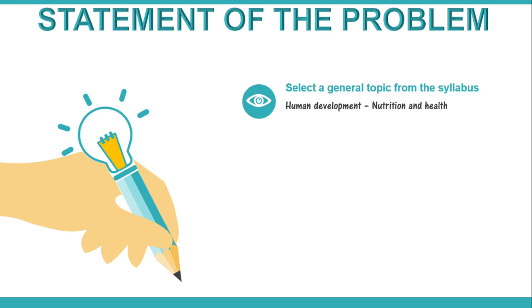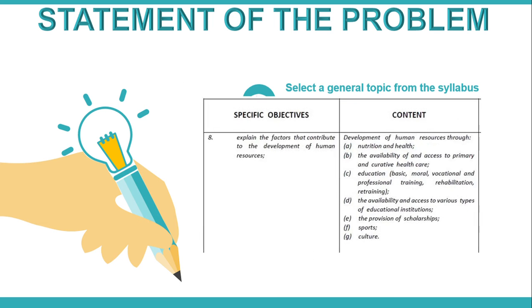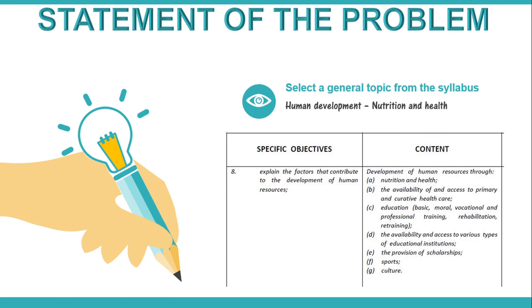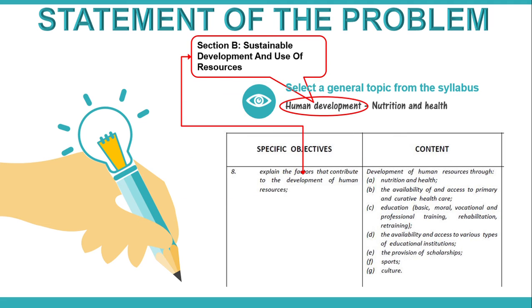So I'm looking at human development, nutrition, and health. How do we know that it's in the syllabus? Because this is an excerpt from the syllabus. And this section of the syllabus is section B, Sustainable Development and Use of Resources. And it is objective 8. To explain the factors that contribute to the development of human resources. Under that objective, there's content, 7 content areas, and I chose the first one, nutrition and health.